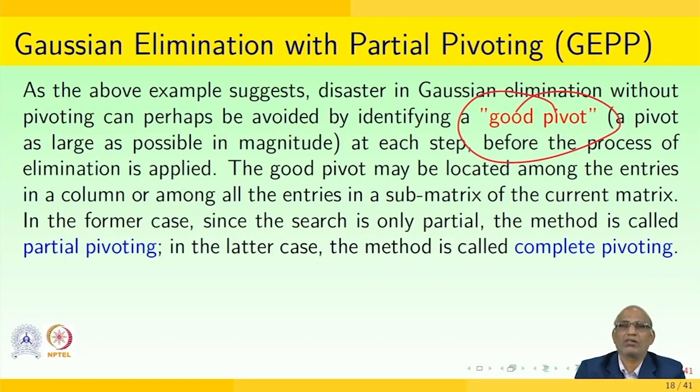The good pivot may be located among the entries in columns or among all the submatrices of the current matrix. So in the former case, since the search is only partial, the method is called partial pivoting. And in the latter case, the method is called complete pivoting.